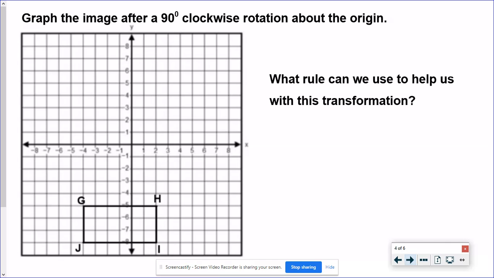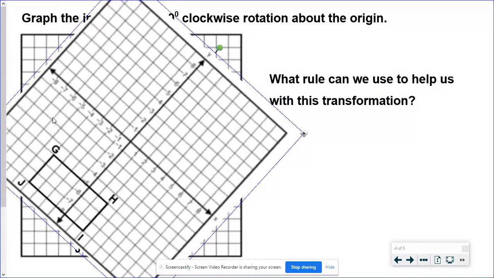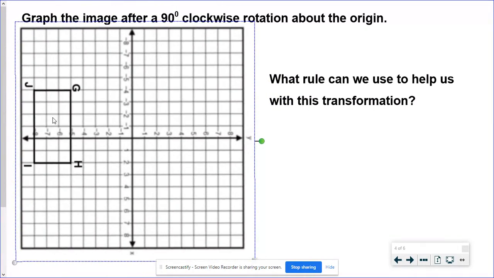If I want to graph a 90-degree clockwise rotation, again, if you want to use your notes from the pink sheet to rotate 90 degrees clockwise, that's going to change the sign of the x and then change the order. Or we can do this with our paper turning thing. So if I look at those original shapes and I turn this 90 degrees clockwise, it's going to look like this.